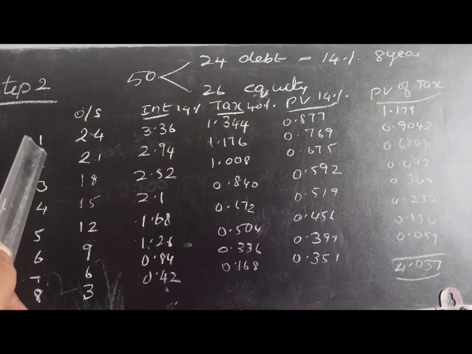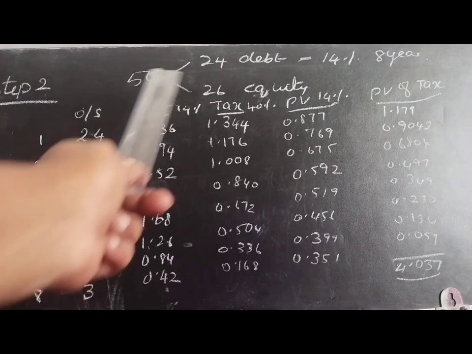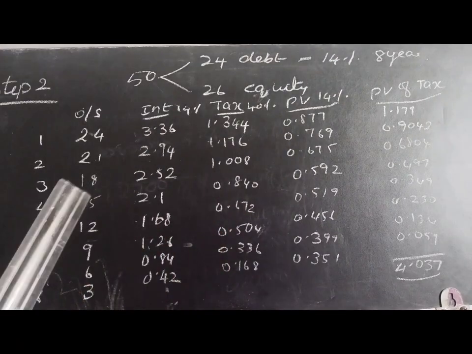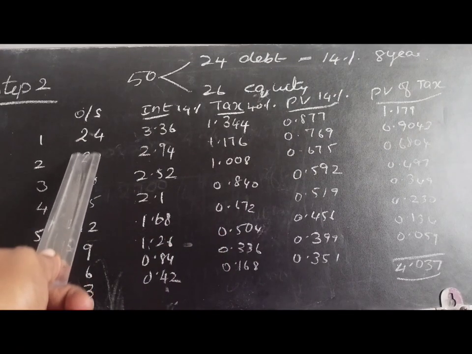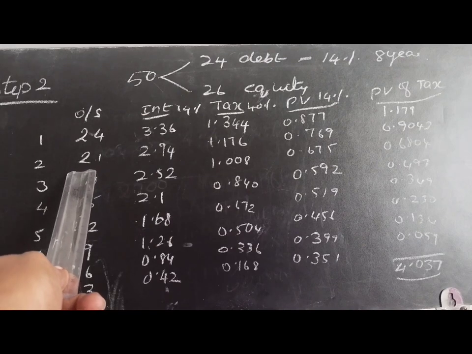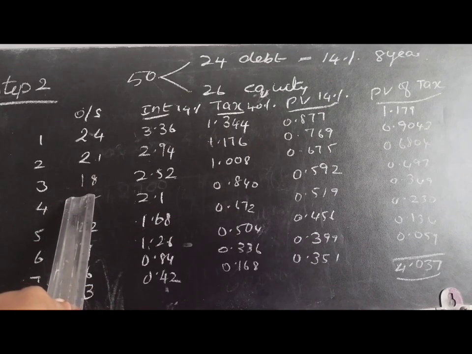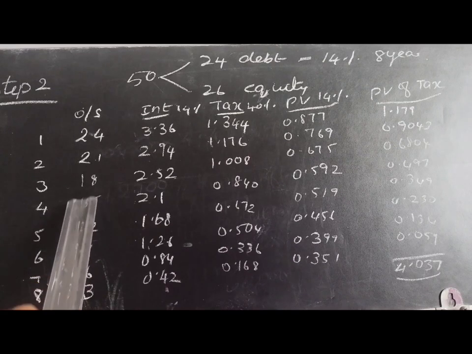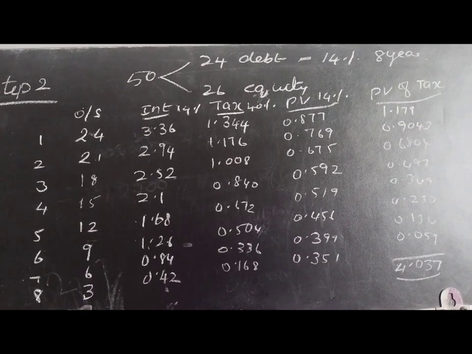So the outstanding amount for the first year is 24 lakh. For 8 years equal installment means 24 divided by 8, we will get 3 lakh. So first year we will pay 3 lakh. After deducting the 3 lakh, outstanding amount will be 21 lakh. After deducting 3 lakh, outstanding amount for third year is 18 lakh. Fourth year is 15. Like this we have to deduct the 3 lakh from the outstanding amount.